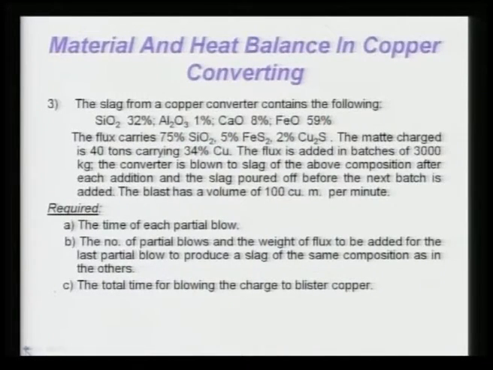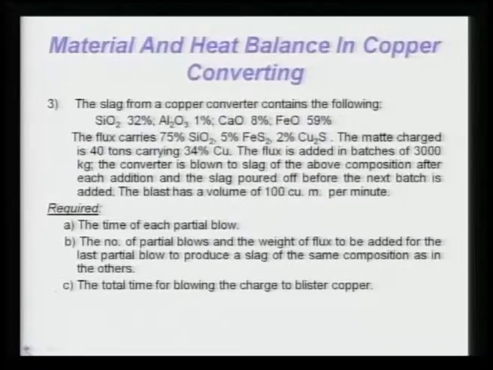The converter is blown to slag of the above composition after each addition. So, once you make the addition, the next addition again you make the slag of the same composition as given earlier, and the slag is poured off before the next batch is added. So, every time you are adding 3000 kg of flux, making the slag, removing the slag, again adding 3000 kg of flux, again making the slag, and again removing the slag. So, this is going on.